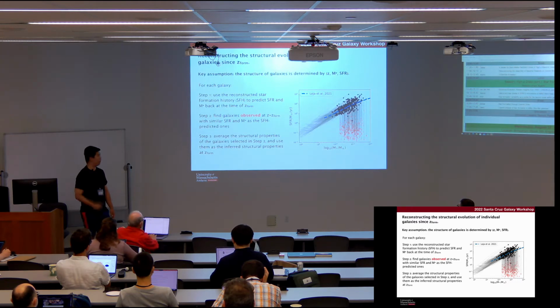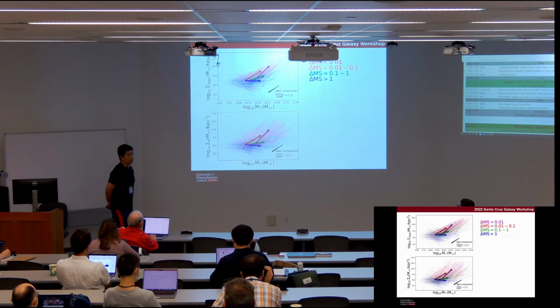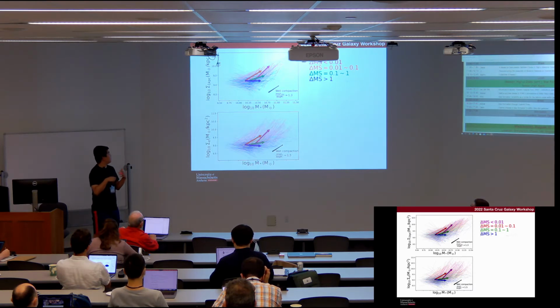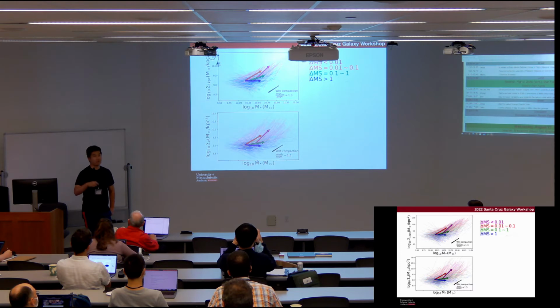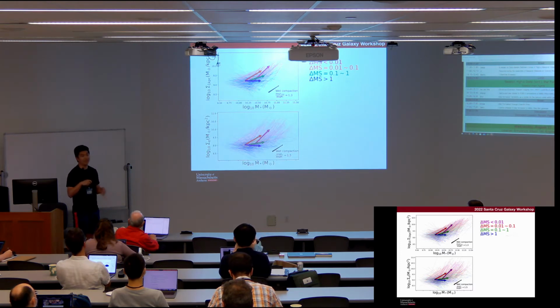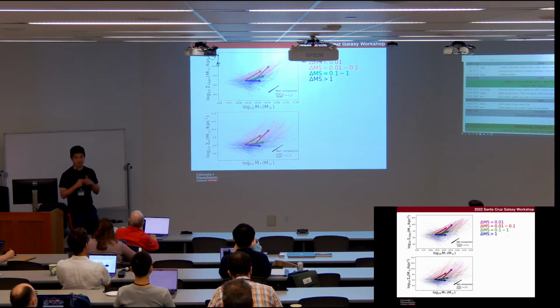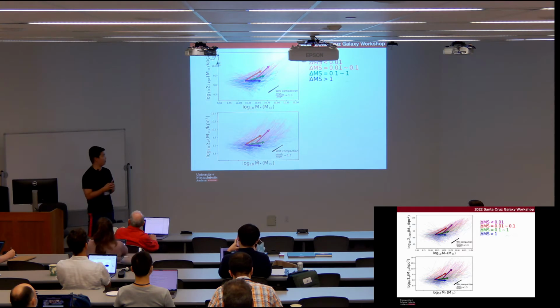So here I'm showing you the reconstructed evolution of sigma 1 and sigma e for individual galaxies. Here I group galaxies into 4 groups according to their delta main sequence. And here the large arrows show the median evolutionary vector for each group. Each arrow starts from the property that we inferred as they form and ends at the property that I actually measured as they are observed.